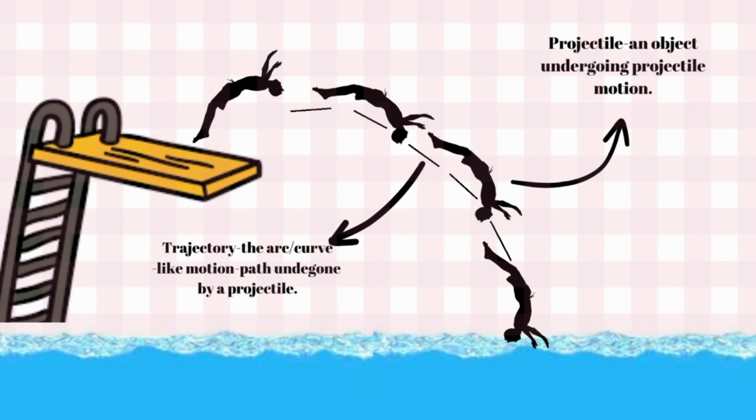In this diagram, the man that dives is called the projectile, which is an object undergoing projectile motion, and the dashed black line represents the path of the object, which is known as the trajectory. So the trajectory is the arc or curve-like motion path undergone by a projectile.